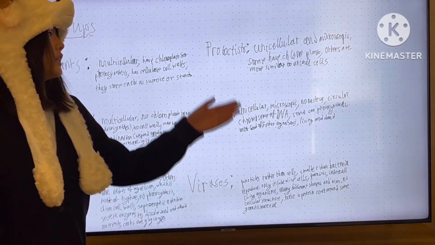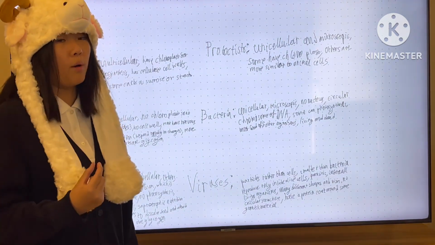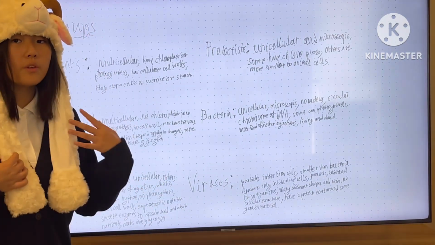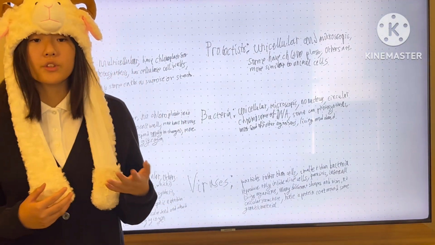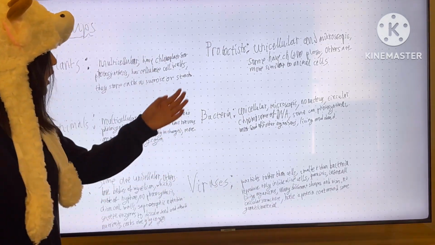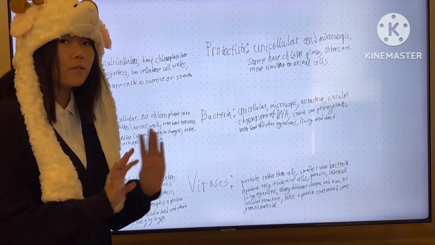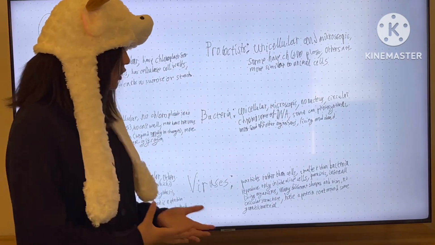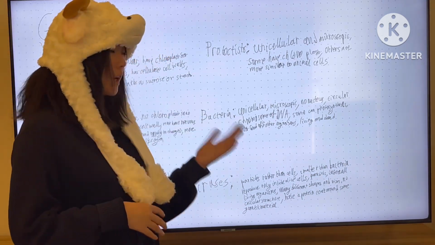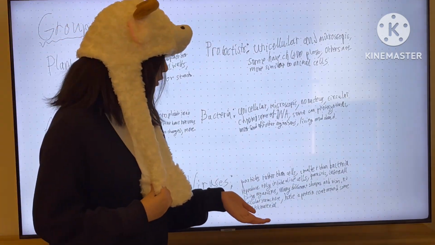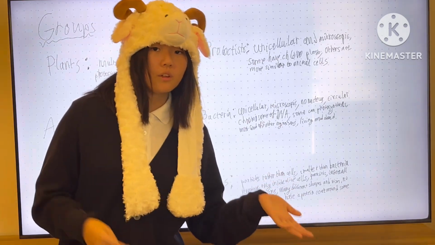The fourth group is protists. They are unicellular and microscopic, meaning they are very small. Some have chloroplasts while others don't. And some are similar to plant cells while others are similar to animal cells. The fifth group is bacteria. They are unicellular, microscopic, and have no nucleus. They have circular chromosomes of DNA, and some photosynthesize. Most feed off of other organisms, and they don't mind whether they're living or dead.